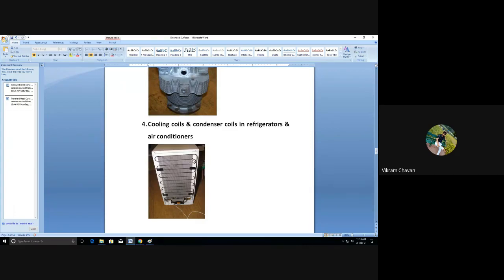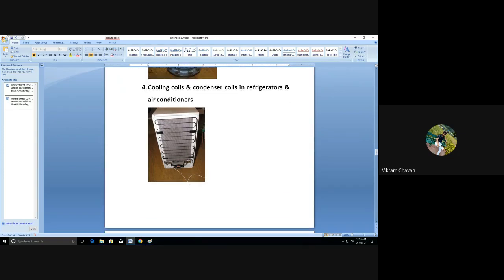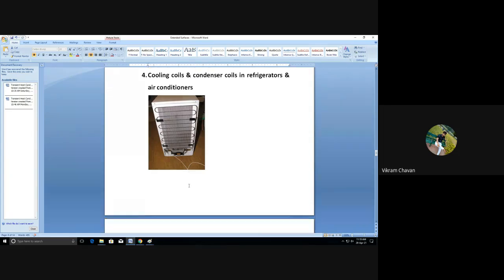Okay, extra surface over the coils will increase the surface area of a coil, which will be useful to increase the heat transfer rate. So this is one kind of application, that is cooling coils and condenser coils in a refrigerator and air conditioning.